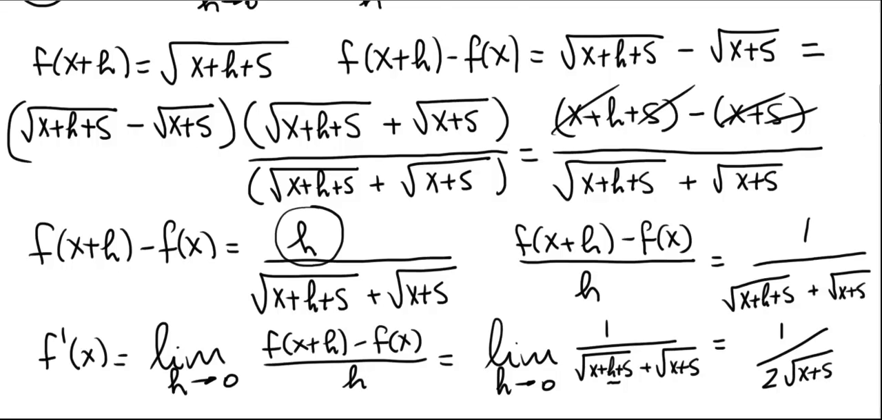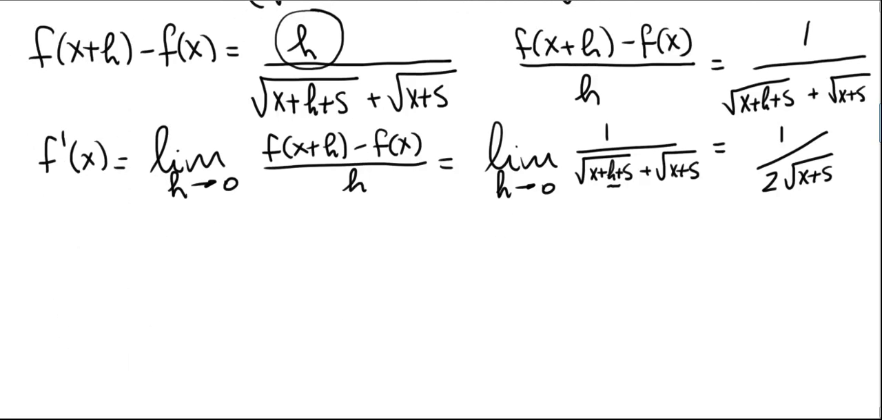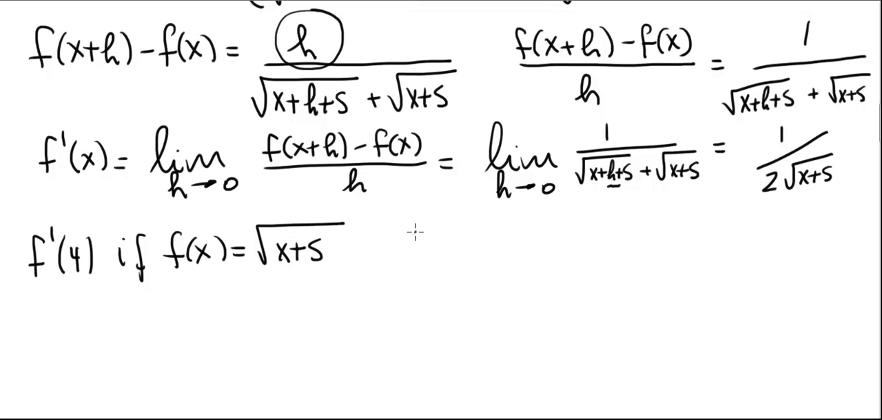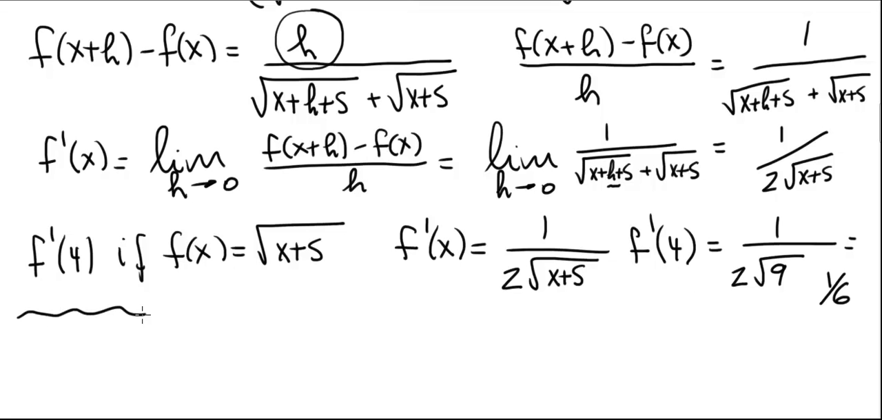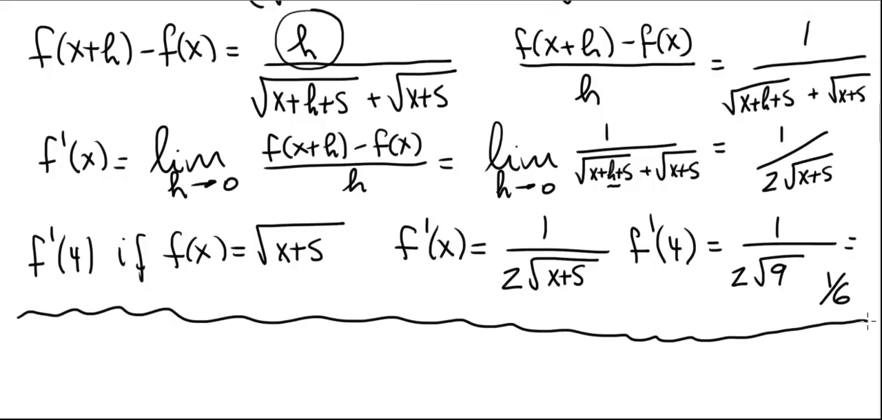So now we can answer the question originally posed. We wanted to find f prime of 4 if f of x is equal to the square root of x plus 5. We just computed the derivative. The derivative was 1 divided by 2 times the square root of x plus 5. We're now going to plug in 4 for x in the derivative, and this is 1 divided by 2 times the square root of 9, or 1 over 6. So the answer is f prime of 4 is equal to 1 over 6.